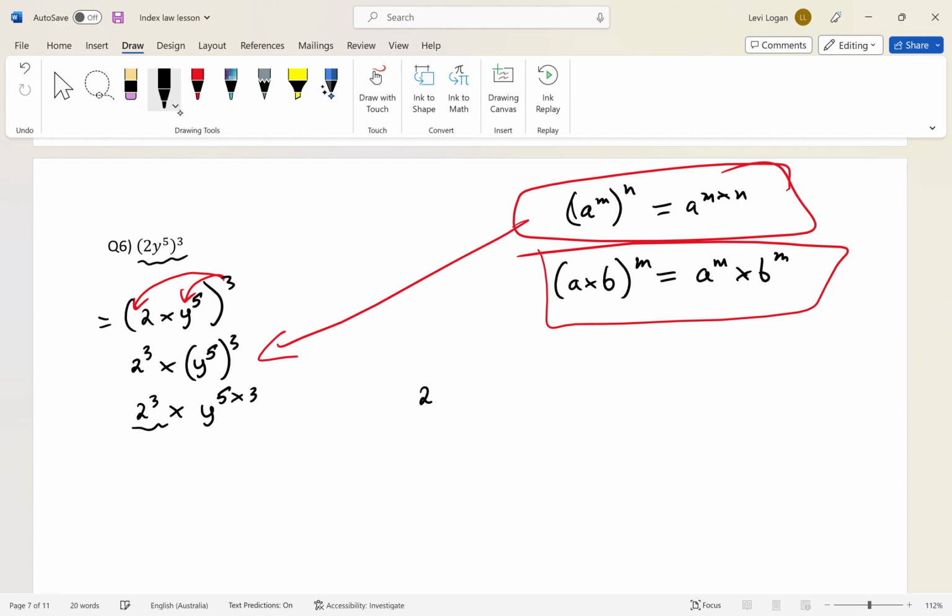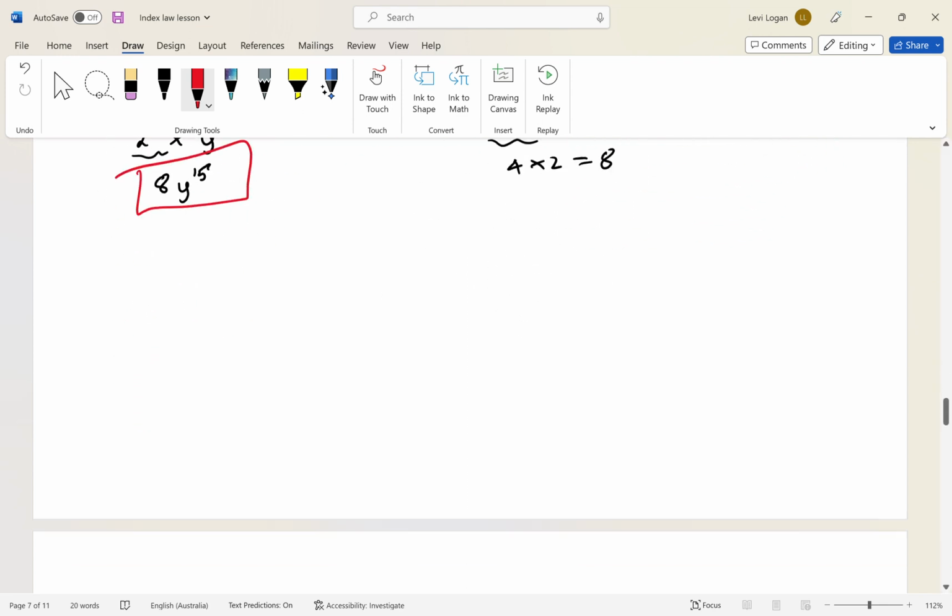This 2 to the 3 is the same as 2 times 2 times 2. 2 times 2 is 4, times 2 is 8. So therefore that is 8. 5 times 3 is 15, so it's y to the 15. And that is our answer, okay? Alright, let's move on to question number 7.